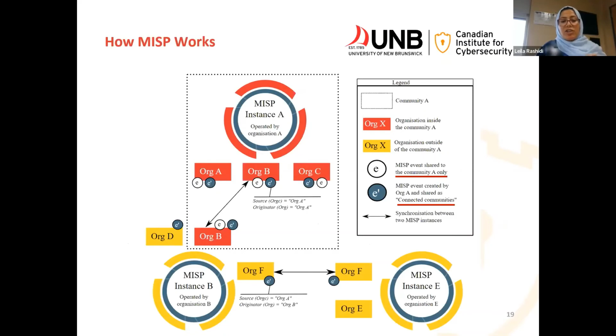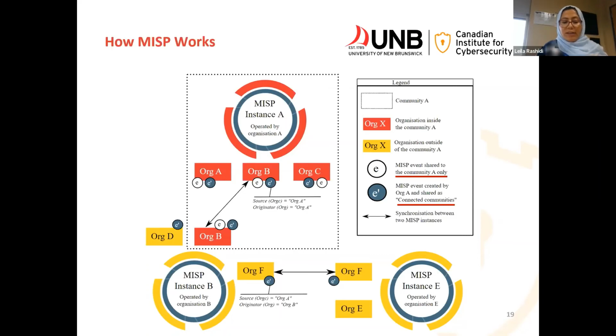The CTI shared by organization A is shared in two ways. One of them is shared only within the community, and the other is shared with connected communities. For example, the solid circuit shows the information that can be shared with connected communities, but other information should be shared only with organization B and organization C.